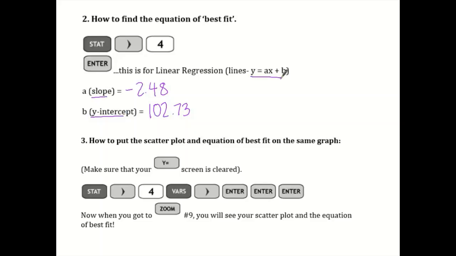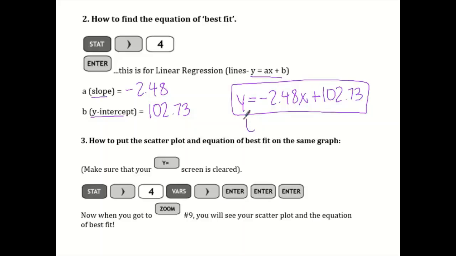So when I write the equation, Y equals AX plus B, Y equals my A value, negative 2.48X plus 102.73. Okay, this is my line of best fit equation. That is what I have here. That's my equation. Okay, now we can actually see that and get a picture like we had on the front of our notes.